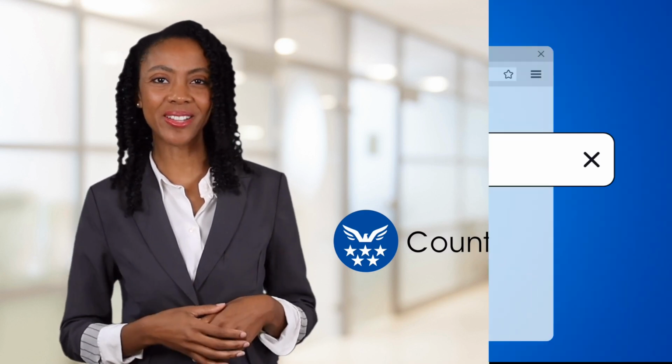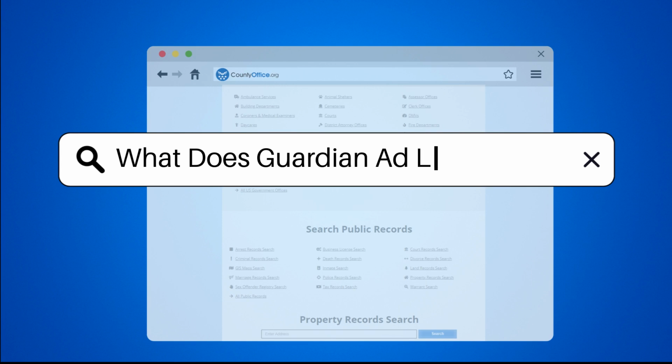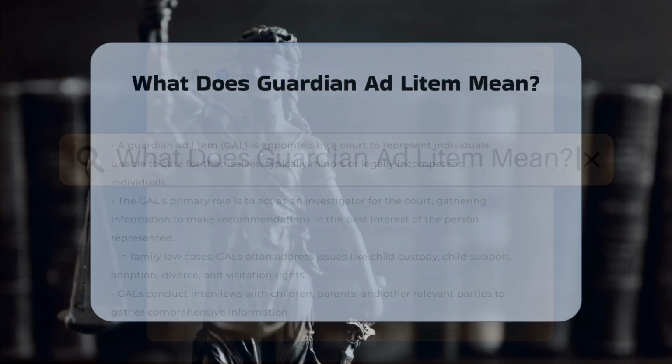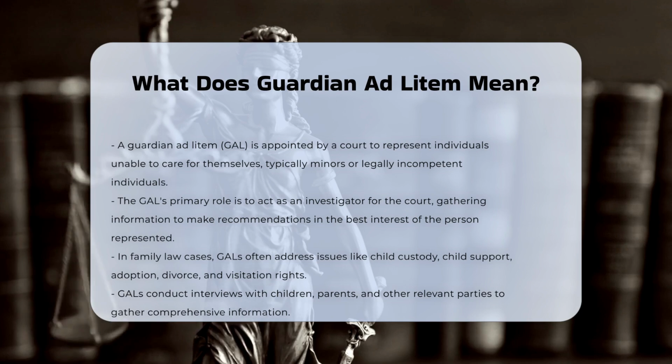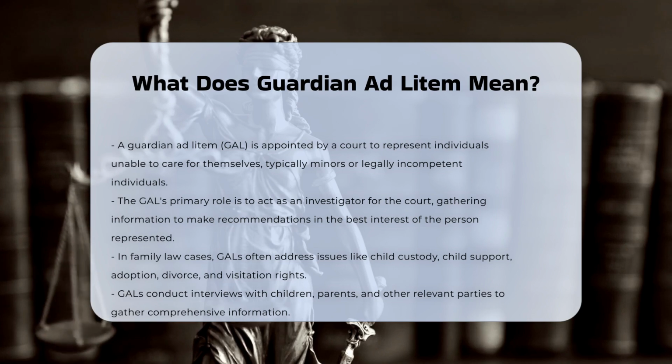Let's get started. What does guardian ad litem mean? A guardian ad litem is an individual appointed by a court to protect and represent the interests of someone who is unable to take care of themselves. This typically involves minors or individuals determined to be legally incompetent.